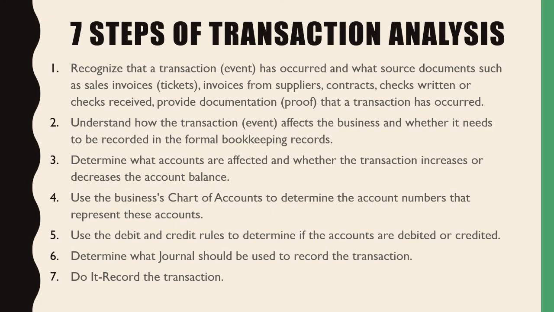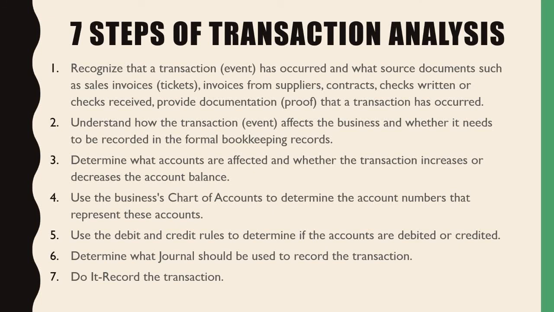Number 3 is determining what accounts you are going to be using. If I'm taking out cash to go buy a computer, a computer is considered equipment. I'm trading an asset for an asset. So what accounts am I going to be using, and how does it affect them? I'm spending cash, so I need to decrease my asset, but I'm increasing my equipment. So therefore, I'm increasing an asset.